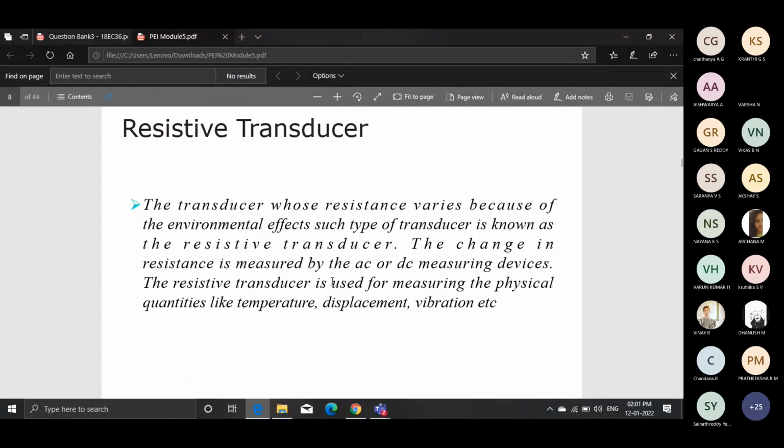See, temperature, your thermometer. What happens when the thermometer is kept on the body? As the body temperature changes, definitely your transducer will give a different output. So a resistive transducer changes with respect to the environmental effect. So that is one thing. Displacement, vibration, we will be having that also.